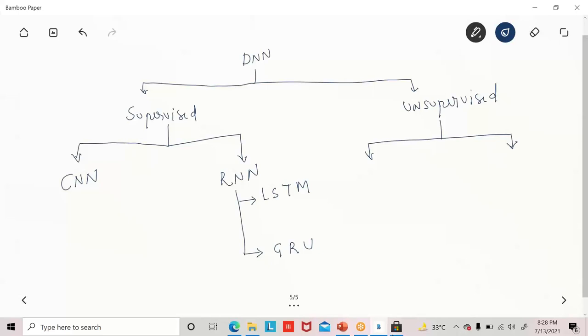For clustering and similar tasks, we have the self-organizing map, and people are also aware of the autoencoder. And the famous algorithm you know is the restricted Boltzmann machine, RBM. So that is the basic thing, what a deep learning architecture looks like. Deep learning is used for both supervised and unsupervised learning. Supervised algorithms include CNN and RNN, and unsupervised algorithms include the self-organizing map and autoencoder. This is the overview.